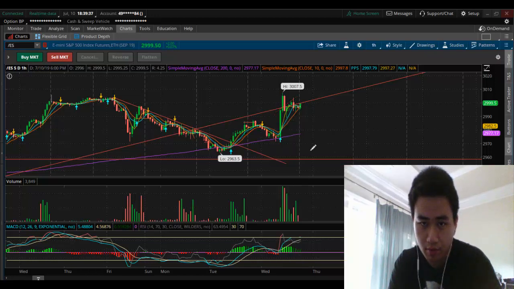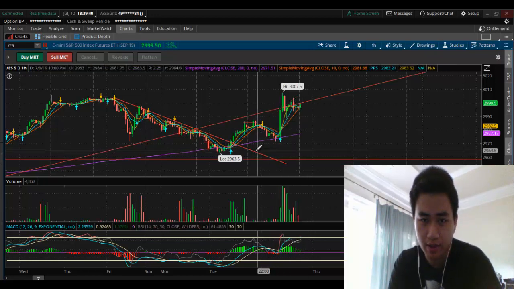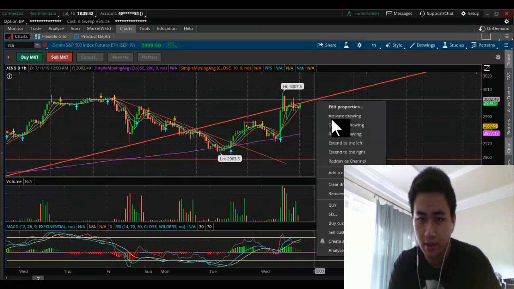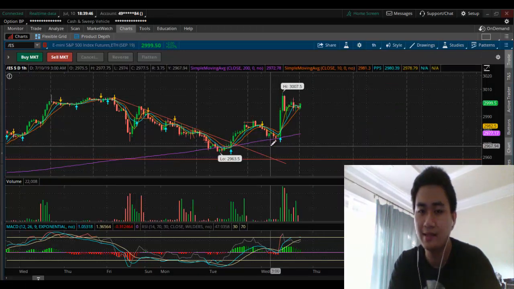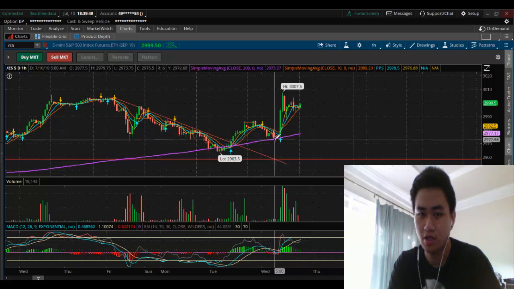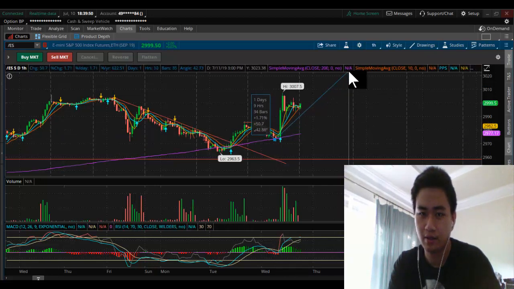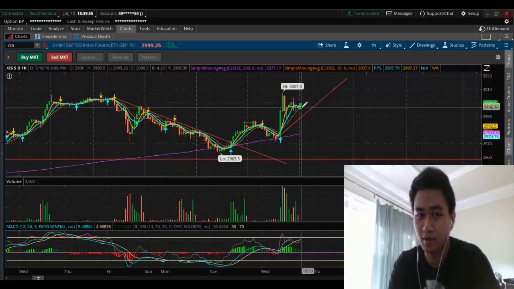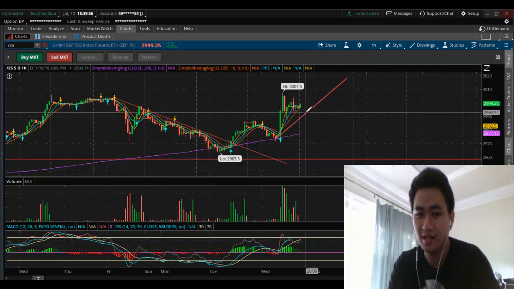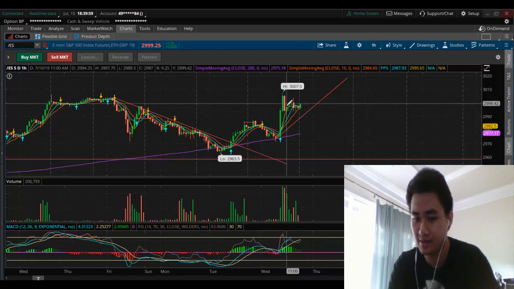old one. Let me just remove drawing. The downtrend line disappears, but I'll just keep it there. Remove this. So now we have a completely new price action. So do it from here and go up there. It's not perfect because we're supposed to back test it off the breakout highs.